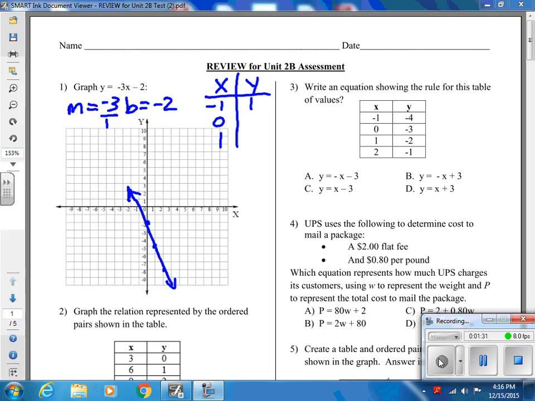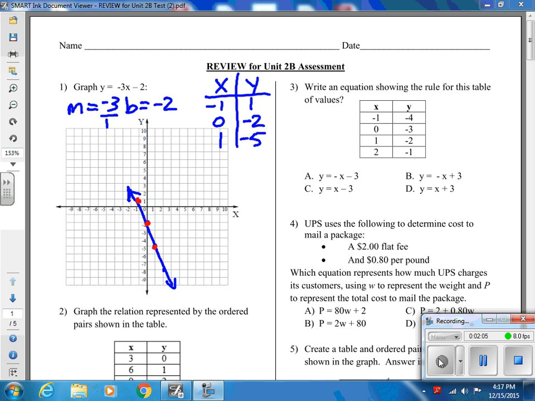If I stick in 0, negative 3 times 0 is 0. 0 minus 2 is negative 2. And if I stick in positive 1, 1 times negative 3 is negative 3, minus 2 more is negative 5. And then I can graph those 3 dots. And you'll notice that when I plot those 3 points, negative 1, positive 1 is on the line, 0, negative 2 is on the line, and 1, negative 5 is on the line. So regardless of which way you go about graphing the line, you have to produce the right picture.